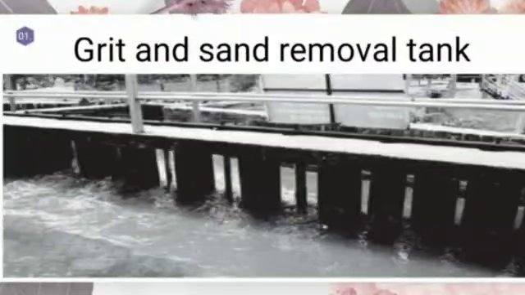Now the second step of WWTP, the wastewater treatment plant: the grit and sand removal tank. So after the bar screen, water goes to the grit and sand removal tank.